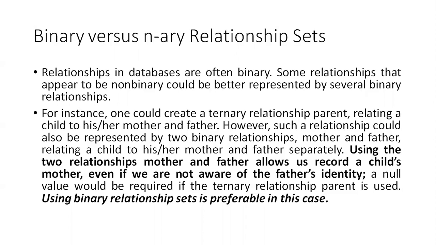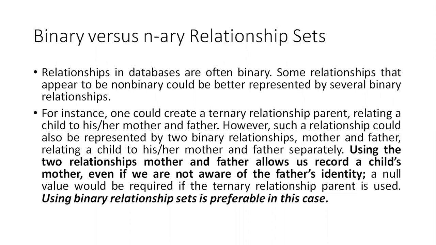For instance, one could create a ternary relationship parent relating a child to his or her mother and father. However, such a relationship could also be represented by two binary relationships, mother and father, one relating the child to his or her mother and another to the father, separately. So mother is one binary relationship, and father is another binary relationship. Whose child is that? Mother's child and father's child separately.